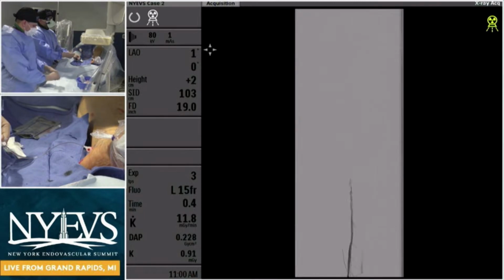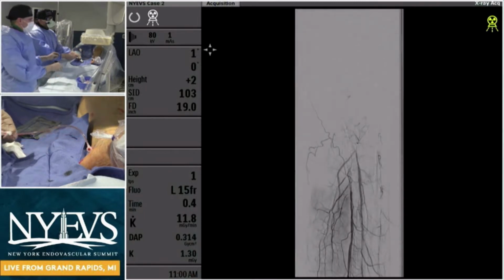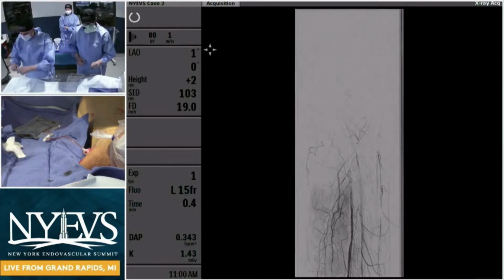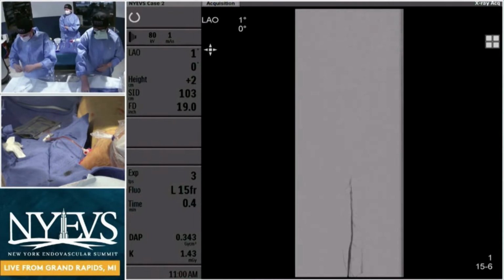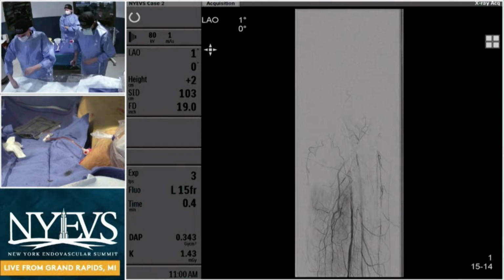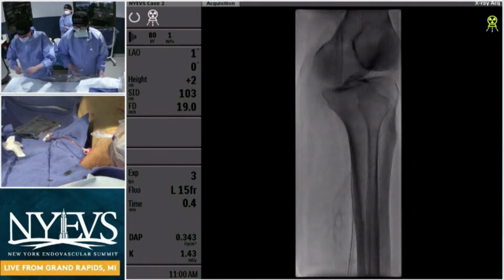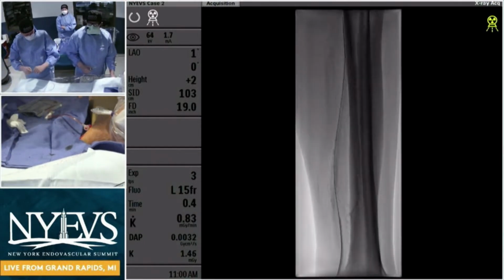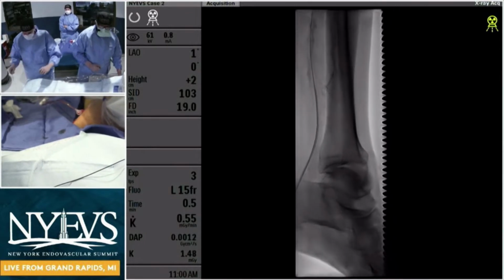Got it. So Fadi, you have a lot of good thoughts here. I mean, one of the questions is, what's the runoff distal into the foot? I guess that's what they wanted to really ask you. Yeah, so, as you saw, the access was from the left groin. So I'm going to do an image here.